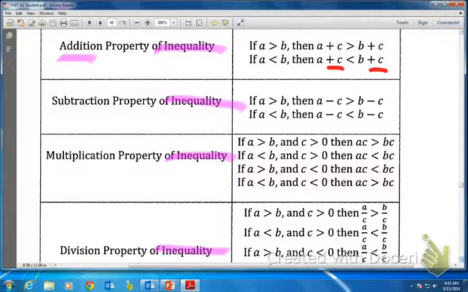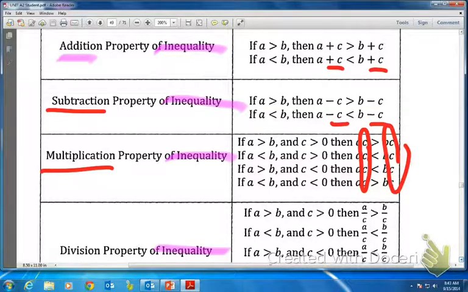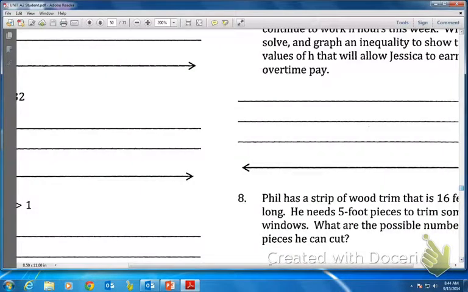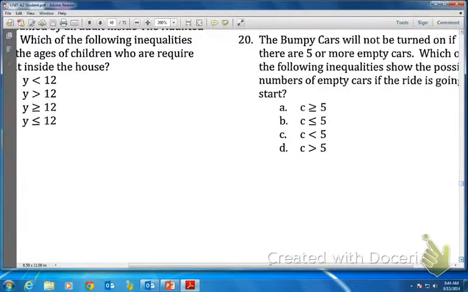So the addition property of inequality says if you can add something to one side, you can add something to the other. The subtraction property of inequality says if you subtract something from one side, you have to subtract it from the other side. The multiplication property says if you multiply something to one side, like we did here, we multiplied C all over there, then you have to multiply it to the other side as well. And last but not least, the division property says if you divide something on one side, you have to divide it on the other side as well. So you guys can kind of see as we go through here that there's a pattern. Whatever you do to one side, you have to do to the other.